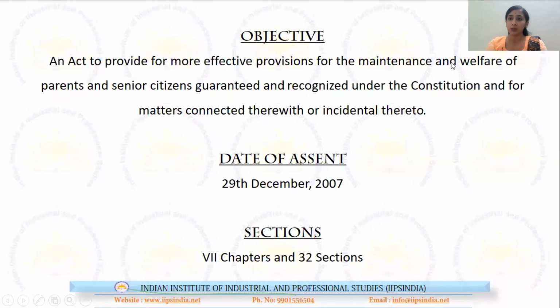The major misconception related to this act is that it is only for the senior citizens. No, it includes even parents who are not senior citizens, that is, who are not above the age of 60. This enactment got its assent on 29 December 2007. Basically, this act has 7 chapters and 32 sections.